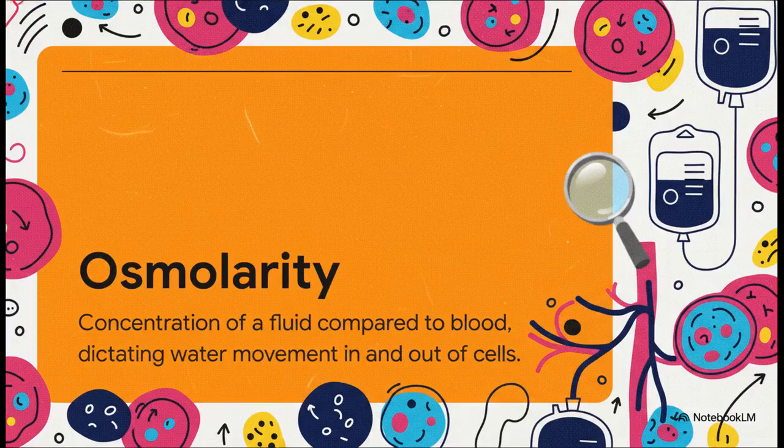So before we look at the specific fluids, we absolutely have to establish the underlying biological rule governing all of them. Osmolarity is basically just the concentration of a fluid compared directly to your blood. It's this exact concentration that dictates the rules of engagement, right? It decides if water is going to move into a cell, move out of it, or just stay perfectly put. It is literally a constant microscopic battle for water balance across that cellular membrane.